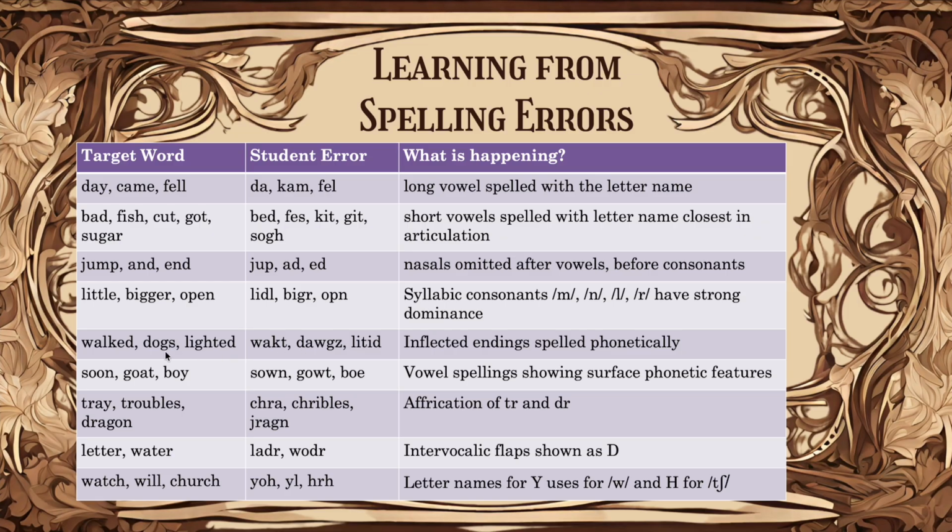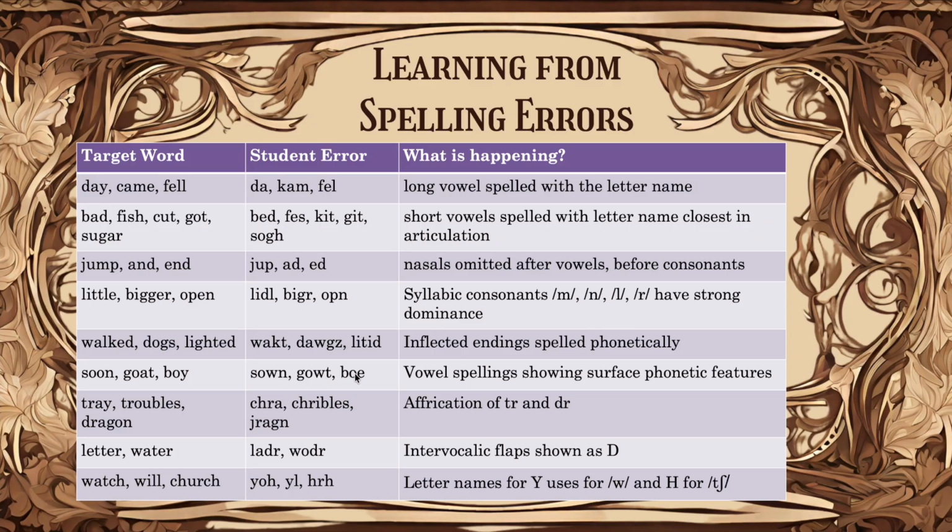If you look at the next one, you have your inflected endings being spelled phonetically. So this is more of a morphological issue. They're still hearing things correctly, so there isn't a phonological issue there. If you look at soon, goat, and boy, you have very surface level phonetic understanding. You have soon and goat with some spellings that they probably have learned.